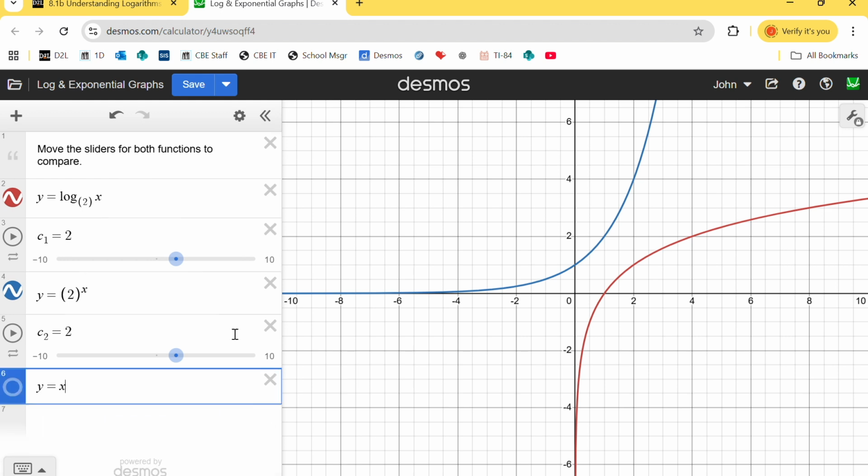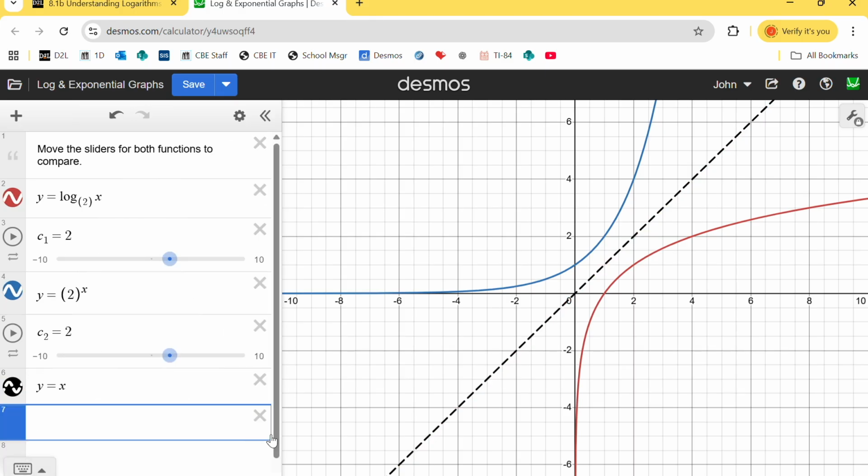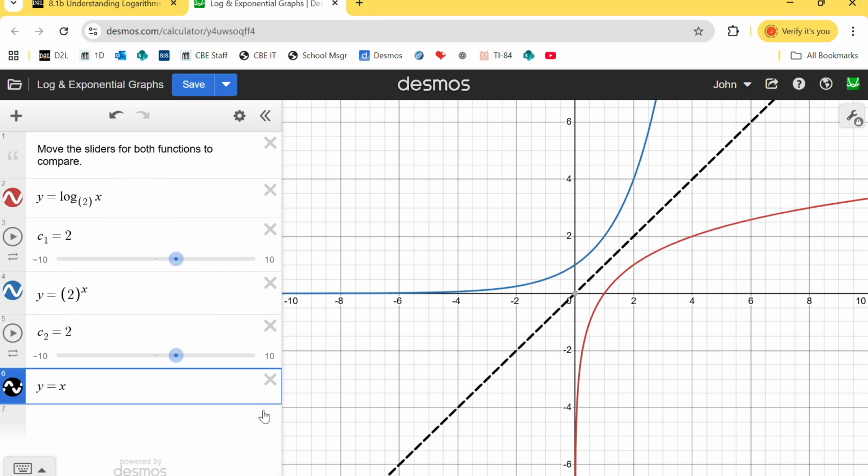Let me put in the mirror line right there. So that makes sense that that's the mirror line. Let me do a different color so it's not totally confusing. I'm going to do a dotted line, folks, and let's make it black. All right, so there's my mirror line, and that shows you that the logarithmic function is the inverse of the exponential function.